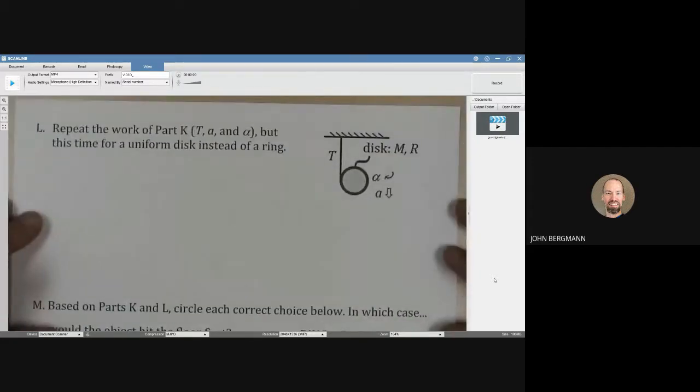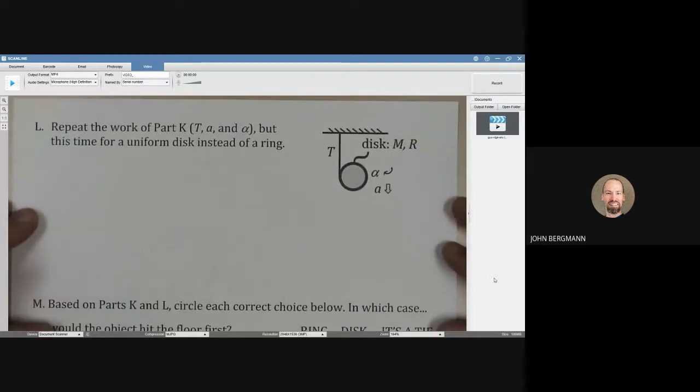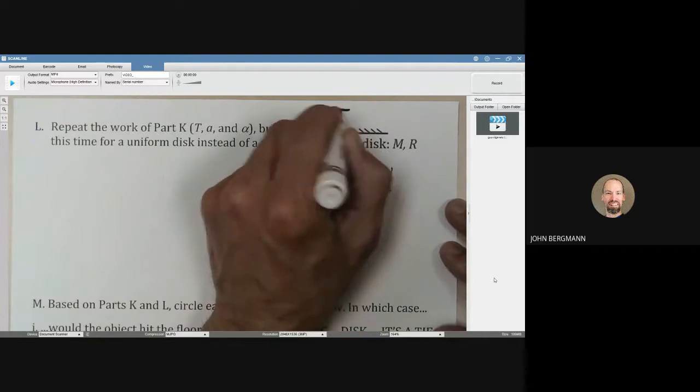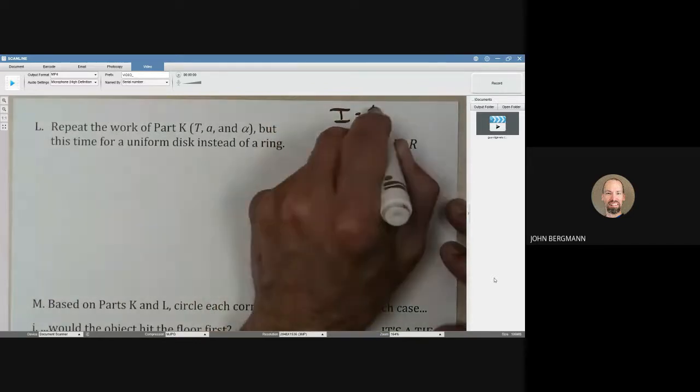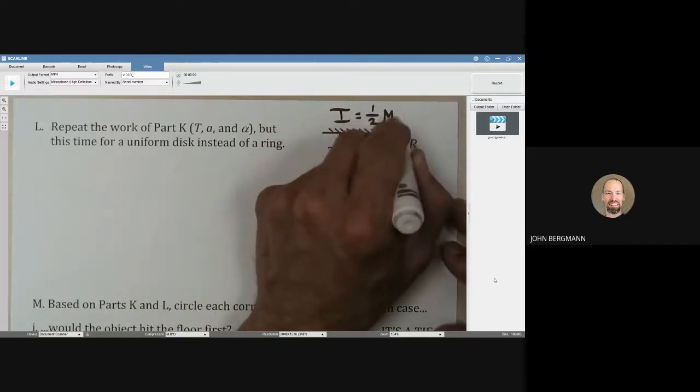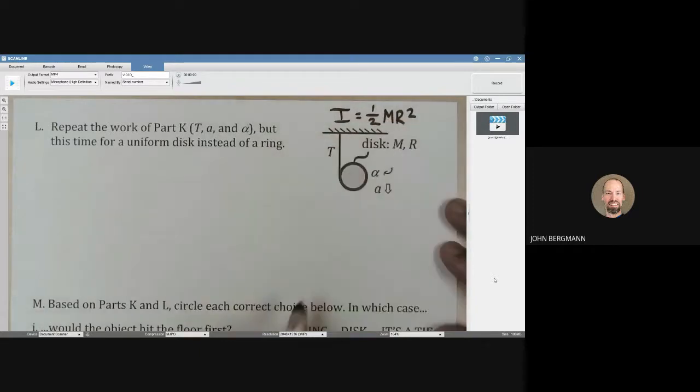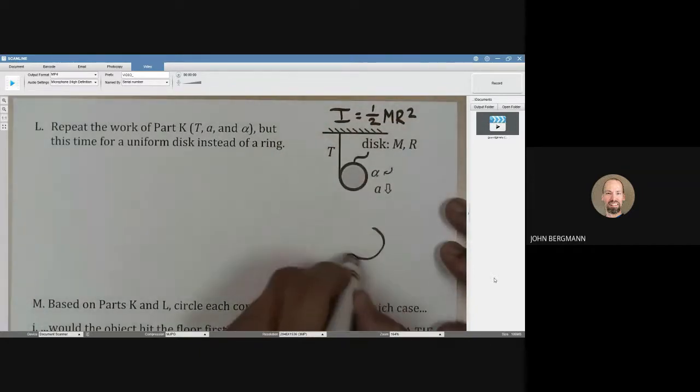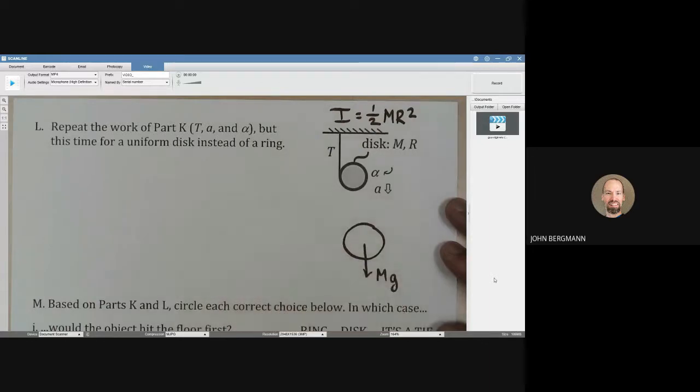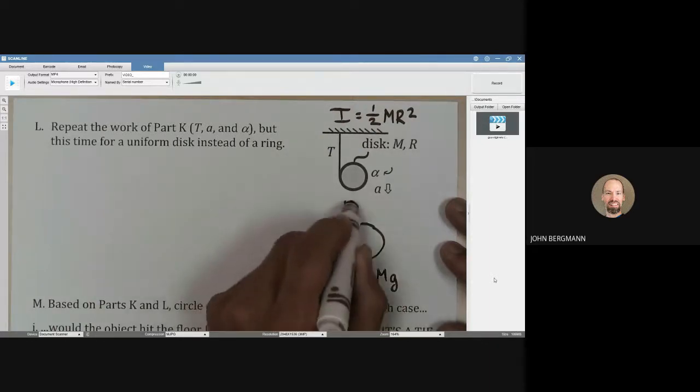Suppose we do the same thing, but now we have a disk. Now the only difference here is that the disk is going to have a moment of inertia, again, you can look this up, which is 1/2 mR squared. So we'll do the same thing. We've got a free body diagram. I've got mg acting down like that. I've got the tension acting up like that.